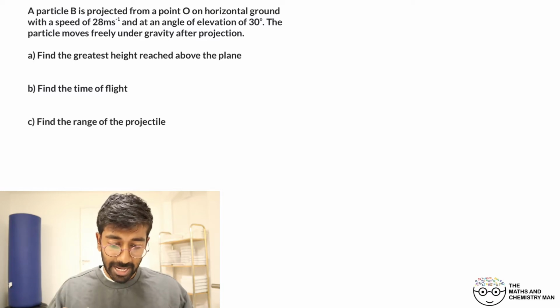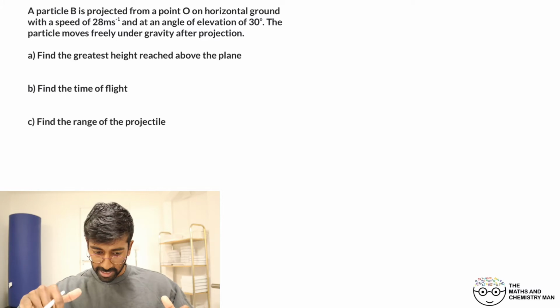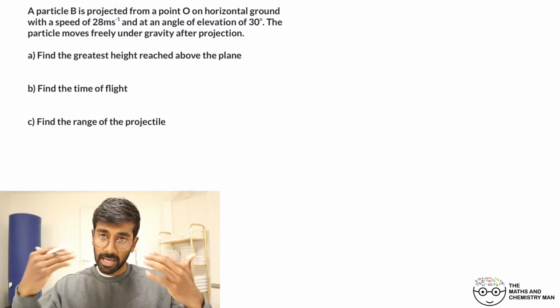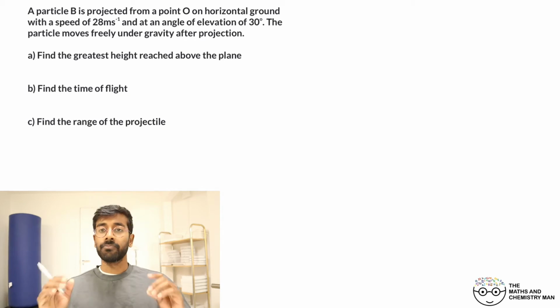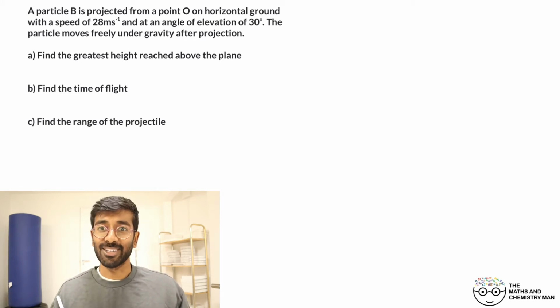We've got to find the greatest height reached above the plane, the time of flight, which is how long it's in the air for until it hits the ground, and then the range of the projectile, which is how far it travels horizontally, again before it hits the ground. So those 3 things, have a quick go, and we'll catch up in a couple of seconds to go through the answers.